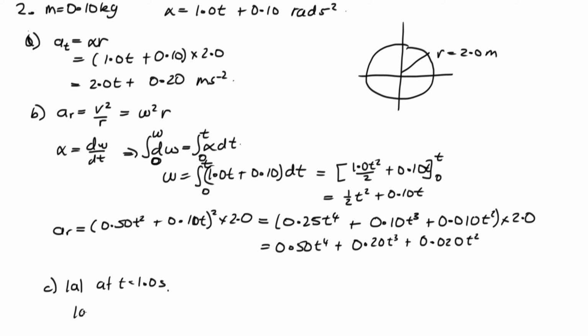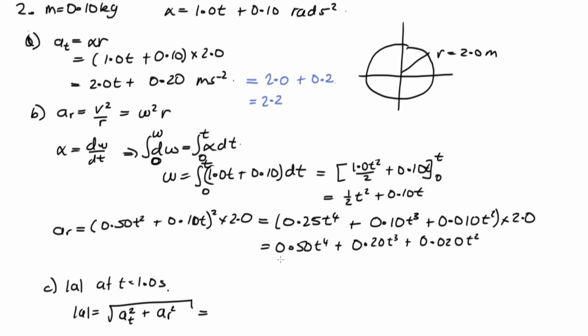So the magnitude of the acceleration is equal to the square root of the tangential acceleration squared plus the radial acceleration squared. So what we need to do is evaluate each of these at t equals 1 second. Let's evaluate this one in blue at t equals 1 second. Then we've got 2 plus 0.2, and this is equal to 2.2.